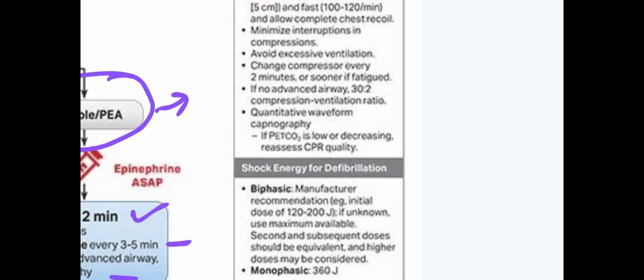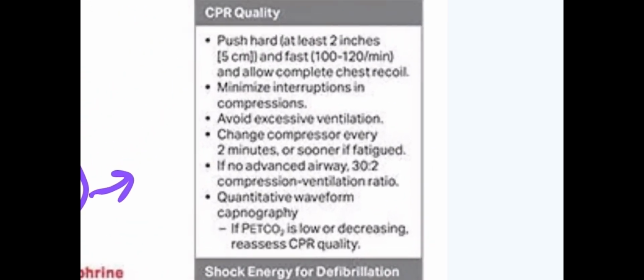This is also a very important part of the algorithm, in which they have emphasized CPR quality: push hard, at least 2 inches, 5 centimeters, and fast, 100 to 120 per minute, and allow complete chest recoil, minimize interruptions in compressions, avoid excessive ventilation, change compressors every 2 minutes or sooner if fatigued. If no advanced airway, 30:2 compression ventilation ratio. Quantitative waveform capnography: if PETCO2 is low or decreasing, reassess the CPR quality.